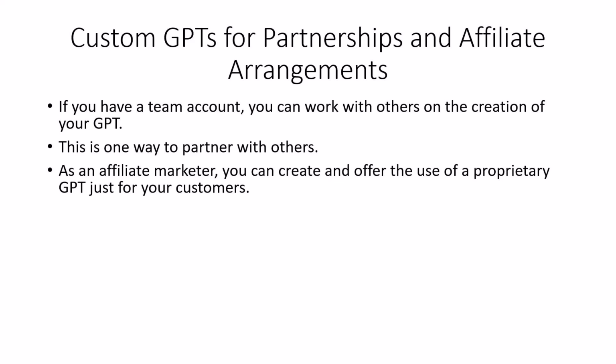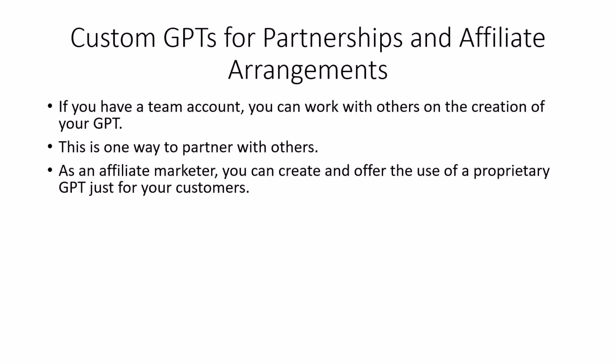You can create and offer the use of a proprietary GPT just for your customers. In other words, if people buy through your affiliate link, you're going to create something really special for them inside of a GPT. It has a USP in it, they can't get it elsewhere, and they're only going to get it if they buy through your affiliate link, right? Now this is not easy to do, what I'm telling you to do now.